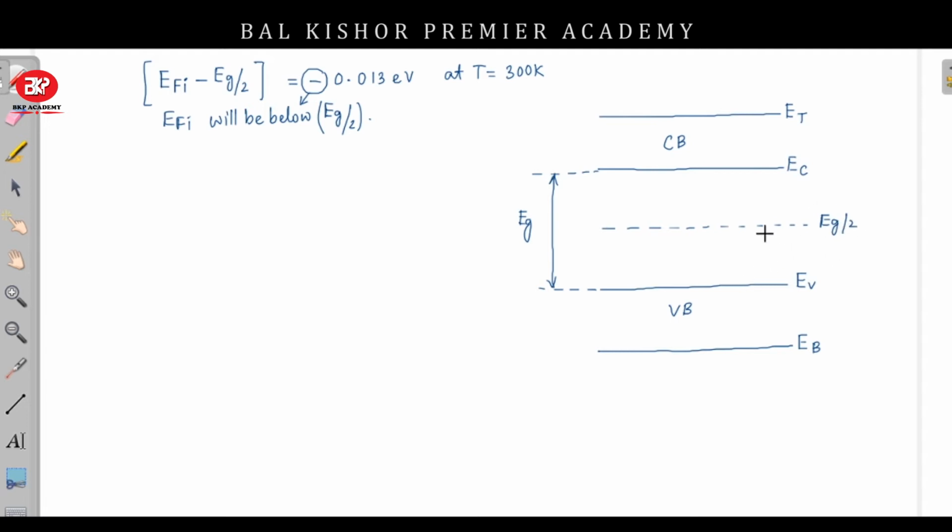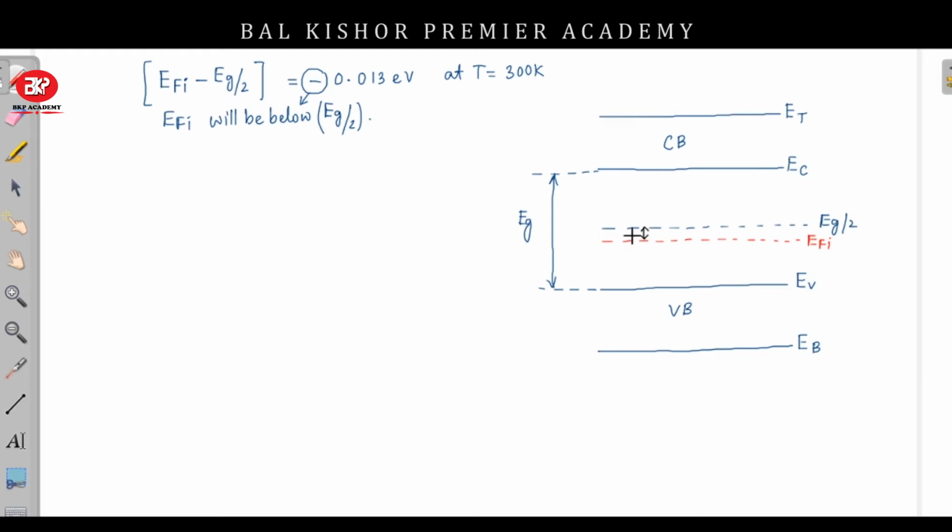सो Eg by 2 अगर ये है तो EFI कहाँ पे होंगे? EFI will be Eg by 2 से 0.013 इलेक्ट्रॉन वोल्ट नीचे होगा. So if I draw the EFI, that EFI value will be somewhere like this. So this is the EFI, that is the intrinsic Fermi level or intrinsic level.